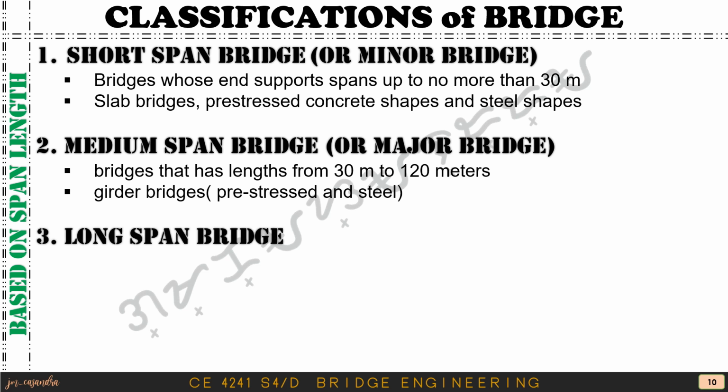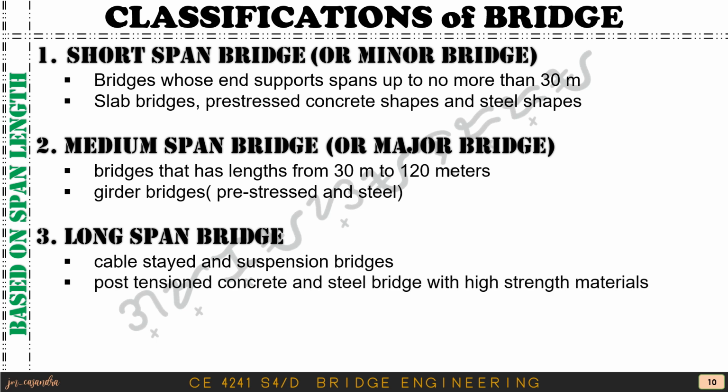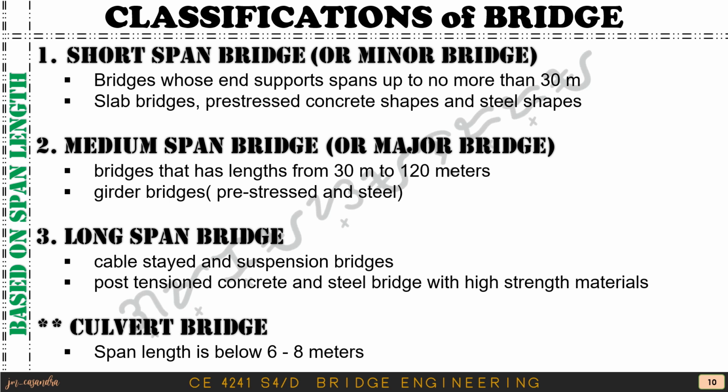Then for long span bridges, these have spans between the supports of more than 120 meters. Examples of this would be cable-stayed and suspension bridges. We could also use post-tensioned concrete and steel bridges, but we have to make sure that they are made up of high-strength materials. Culvert bridges span a length of 6 to 8 meters. For short span, it's from 8 to 30 meters.